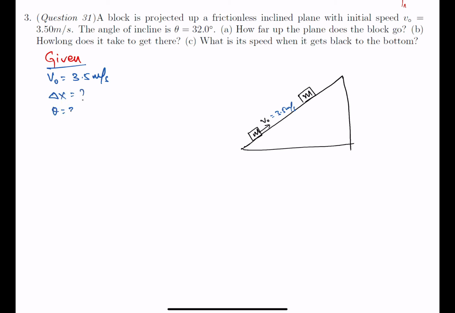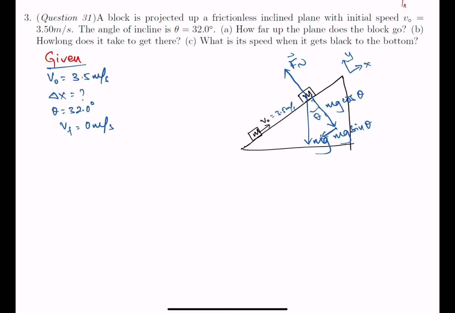Theta is 32 degrees. V final, that means it stops while going up, stops at some point. So that'll be 0 meters per second. So positive axis x, y, force normal, mg, theta here, mg sine of theta, mg cosine of theta.